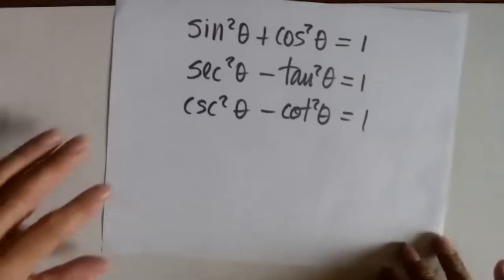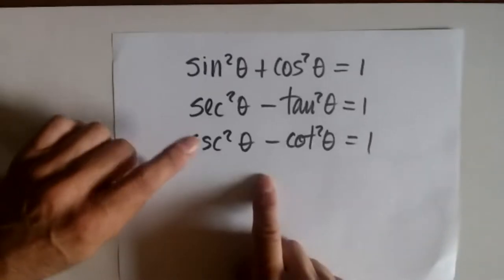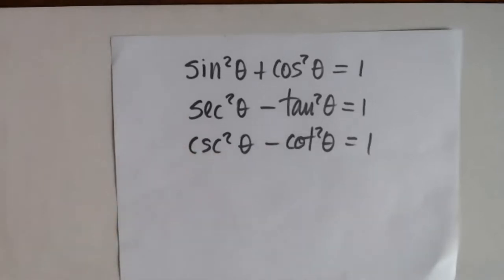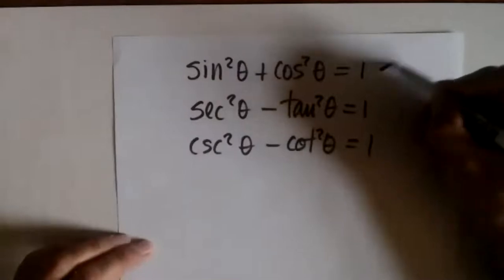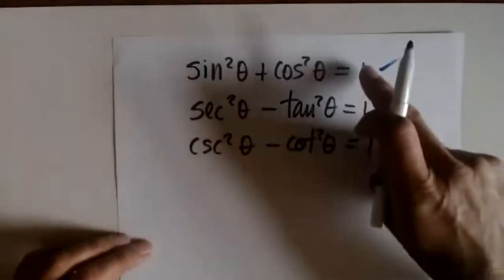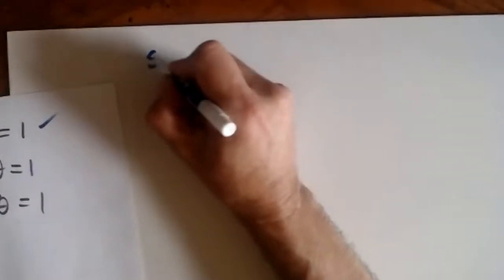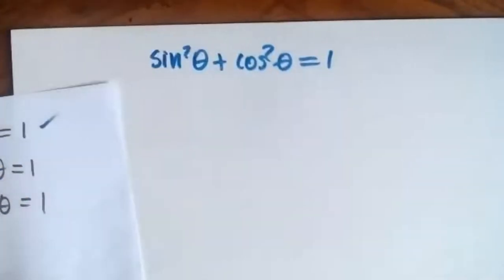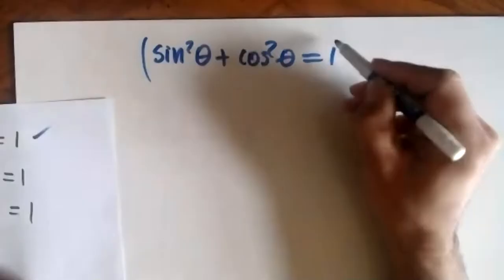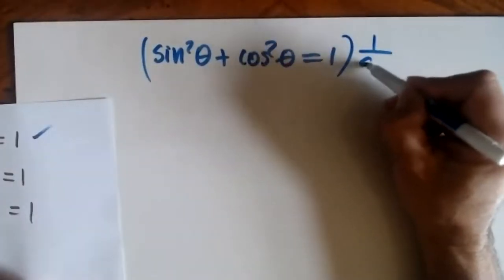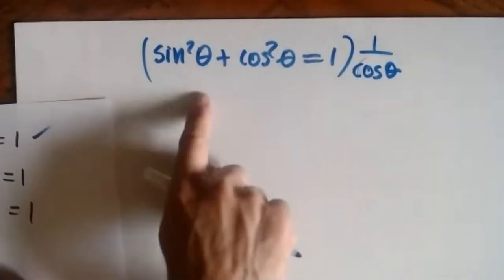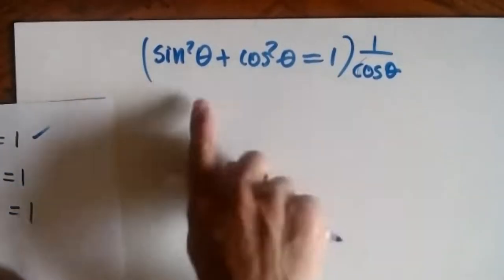And from this one, we have two more: secant squared minus tangent squared equals 1, and cosecant squared minus cotangent squared also equals 1. So everything begins with this one. This is the primary. From this, we can get these two. It's very simple. If you have, for instance, sine squared plus cosine squared equals 1, then suppose we multiply everything times the reciprocal of the cosine squared of the angle. You can do this because if you multiply an equation by the same number, the equation is the same.